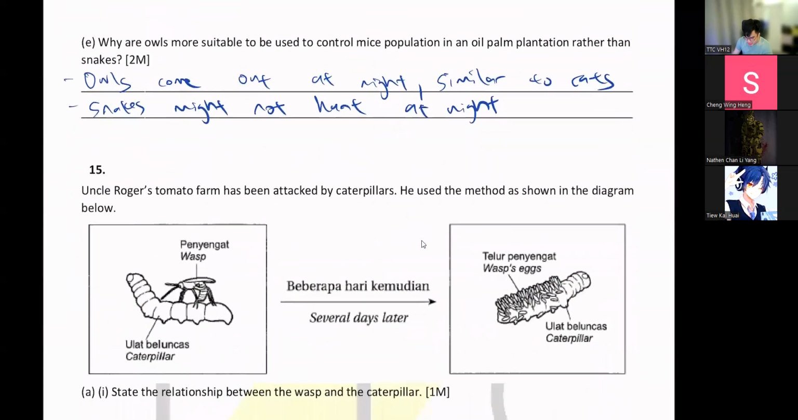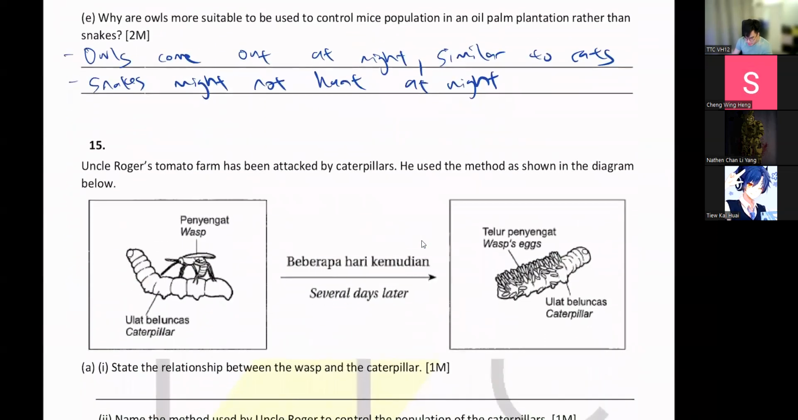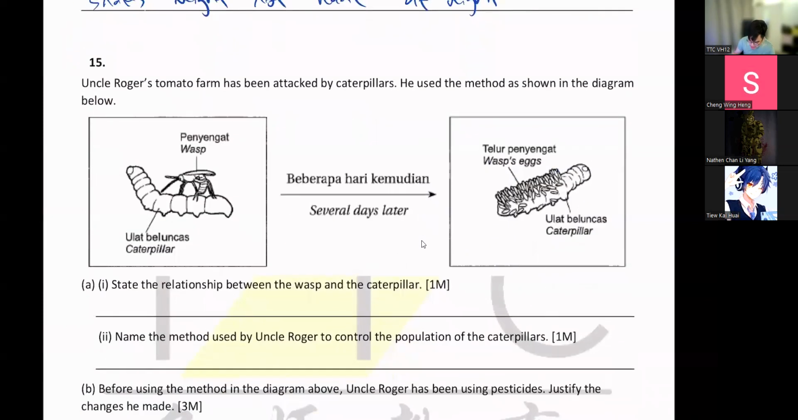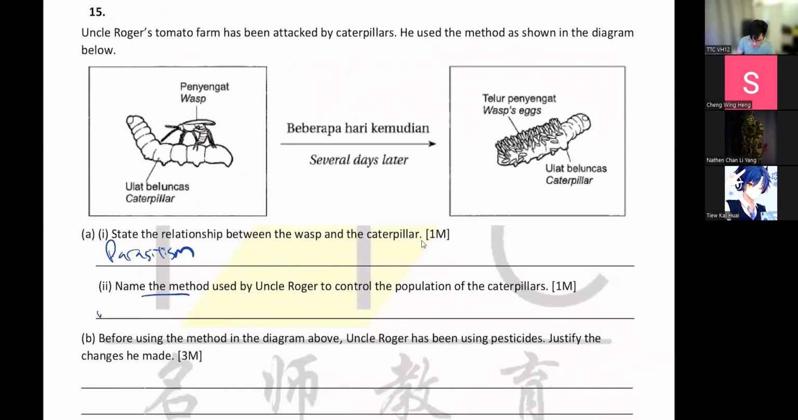Because it's better. Okay. Oh hey, why is Uncle Roger here? Okay, anyway, this is what it does. It will lay eggs on the caterpillar. Relationship between the wasp and the caterpillar. So this is parasitism. Name the method. This is called biological control. Kawalan biologi. Why is Uncle Roger here?